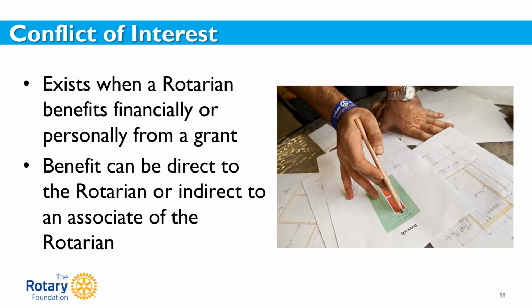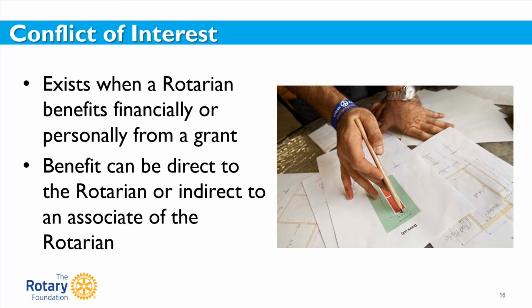Rotarians have a reputation for professional integrity. Addressing and preventing conflicts of interest helps preserve this reputation for the club, the district, and the Rotary Foundation. When Rotarians freely disclose any direct or indirect association with a grant project, they help to ensure a fair process and transparency in the use of funds.